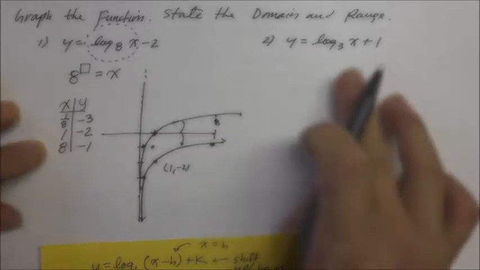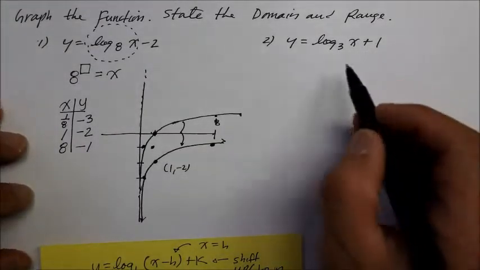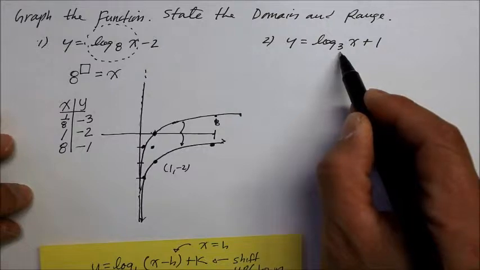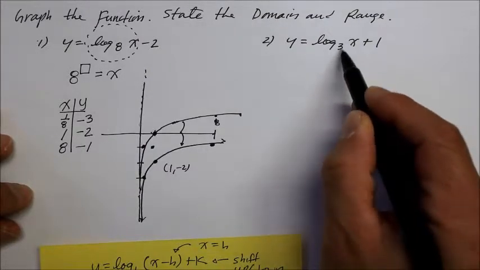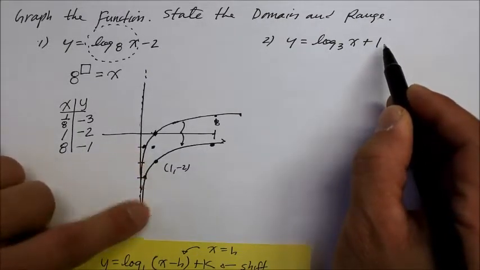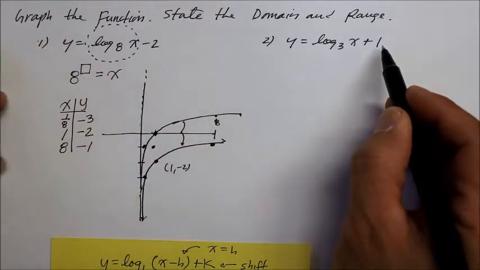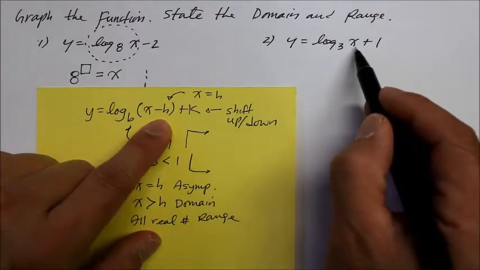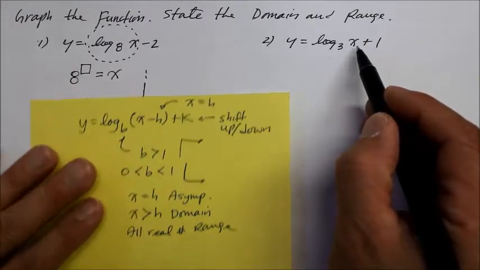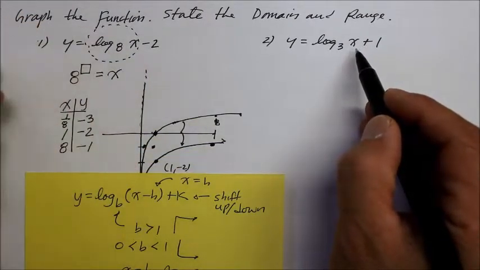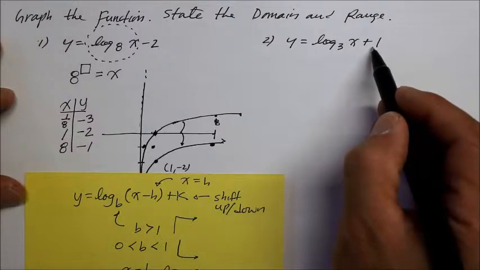Alright, why don't you try this one then? You said the base b is greater than 1, so it's going to go up, just like this one. It goes up to the right. The h value is 0, so that's the asymptote right along the y-axis, just like this one. And it's going to shift upward 1.